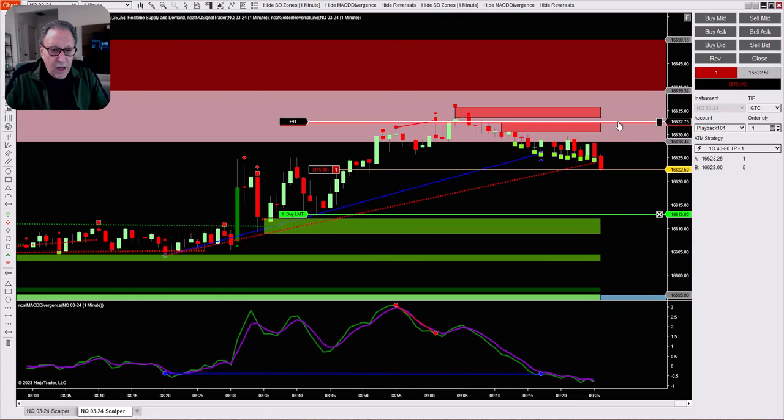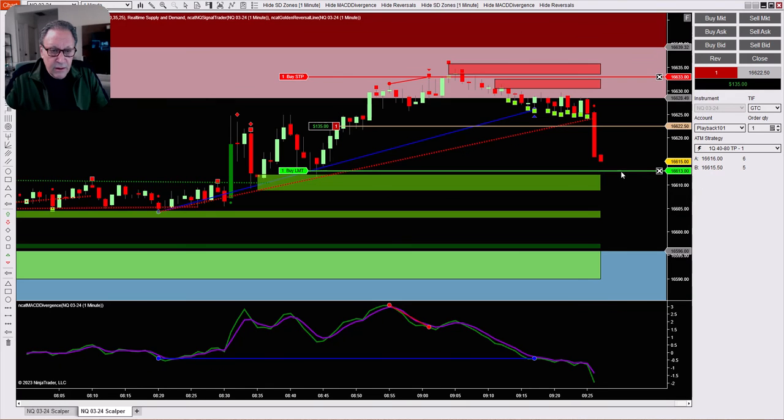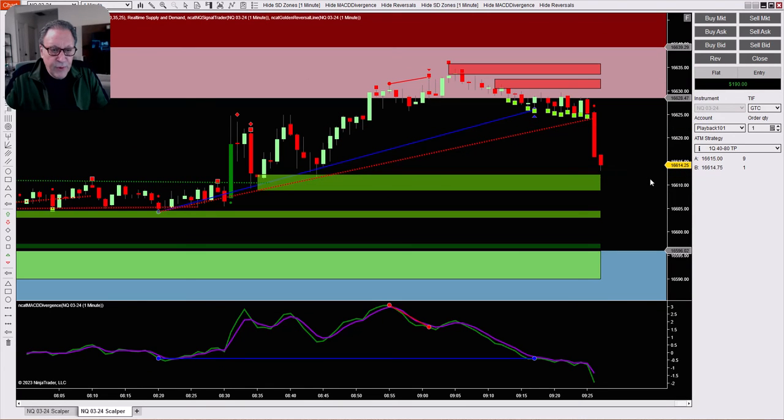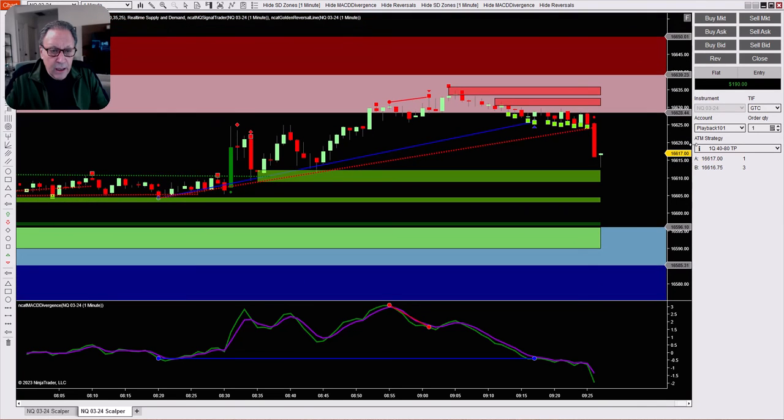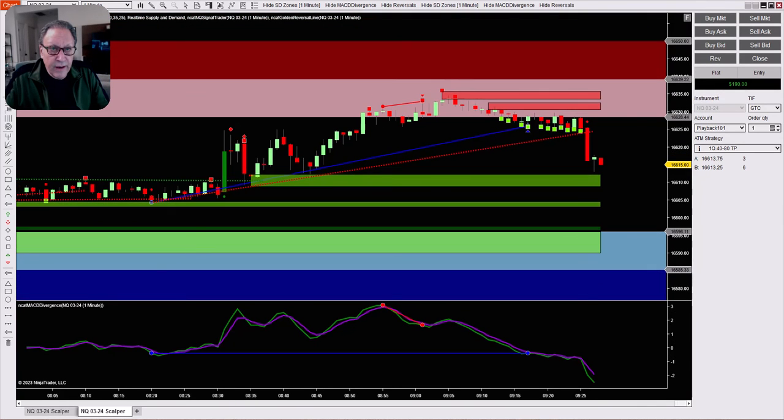We'll keep our stop just above the zone on top of us. And I'm just trading one lot. And beautiful. Quick 200 bucks or so. Now I'm going to keep my eye on this. If this zone gets invalidated, I'm going to jump back in. So let's see what we have.